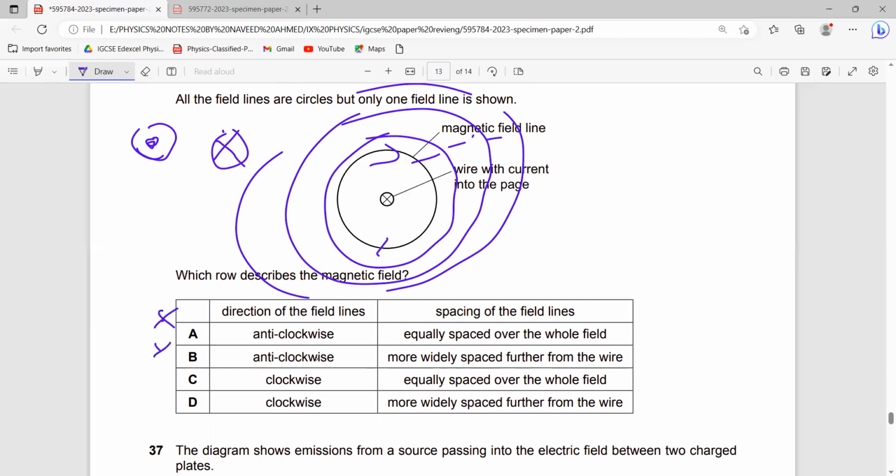As we can see, current is moving into the paper. So when current is moving into the paper, the curled fingers will be in the clockwise direction. C option, clockwise, and then spacing between the lines equally spaced over the whole field? No, more widely spaced further from the wire. Yes, so C is not possible. D is the right option.